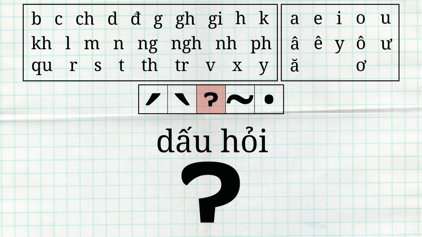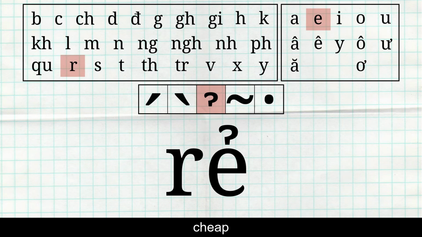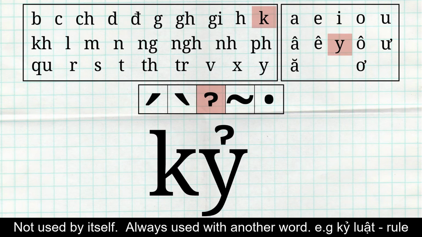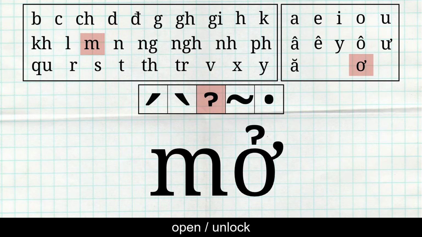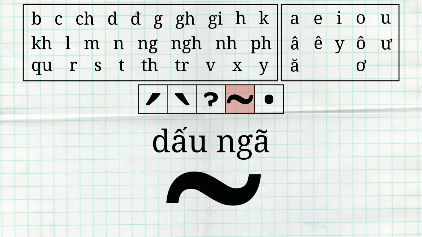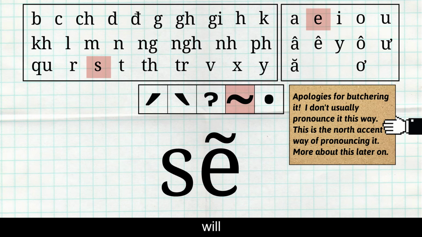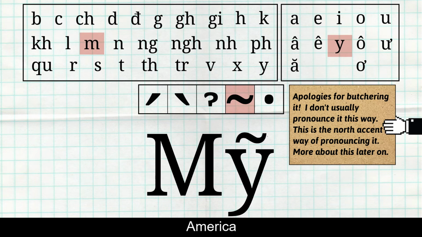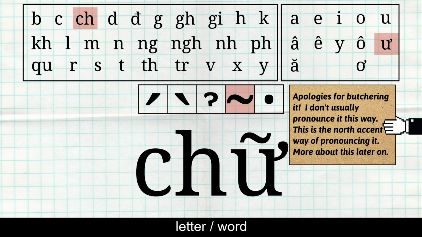Here are some examples of dấu hỏi. Cả, ẩm, rẻ, để, kỹ, bỏ, cổ, mở, hũ, thử. And here are some examples of dấu ngã. Đã, sẽ, lễ, mỹ, rõ, mở, cũ, chữ.